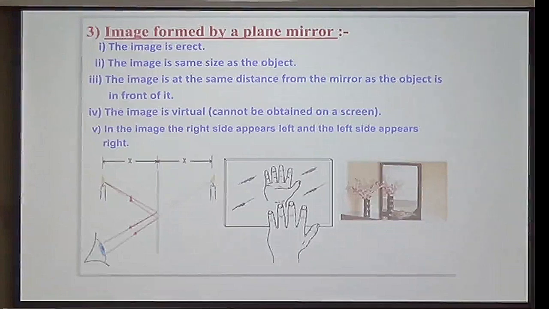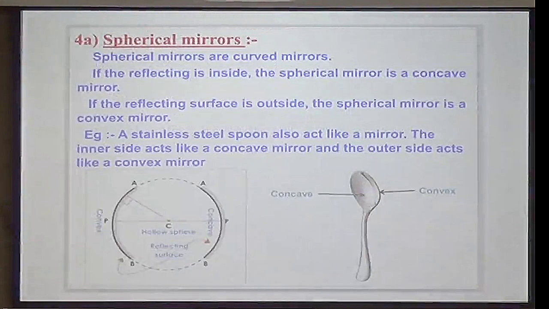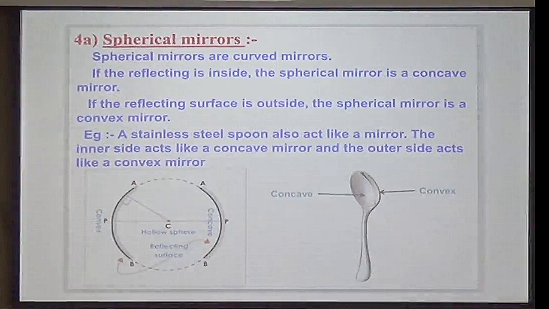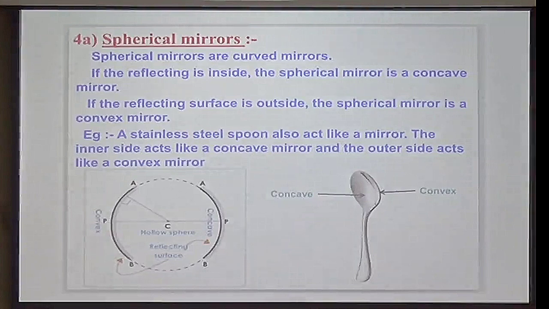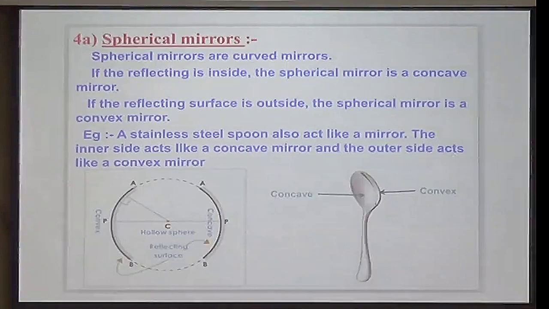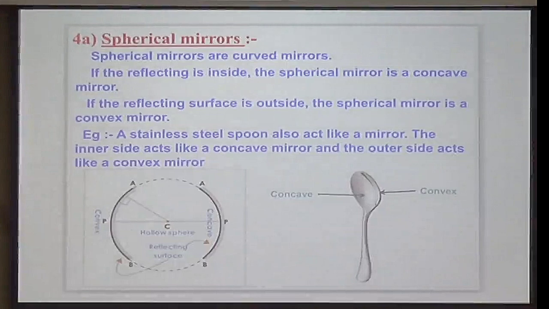The next one is spherical mirrors. Now we have talked about plane mirrors. We are coming next to the spherical mirrors. Spherical mirrors are the mirrors which are curved. And if the reflecting surface is inside, the spherical mirror is a concave mirror. But if the reflecting surface is outside, the spherical mirror is a convex mirror. An example we see in daily life is a stainless steel spoon, which also acts like a mirror. The inner side acts like a concave mirror and the outer side acts like a convex mirror.